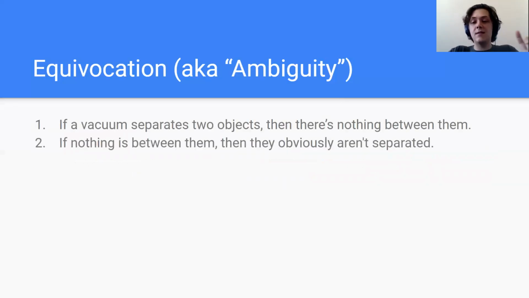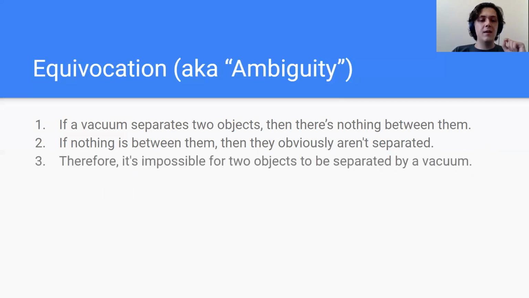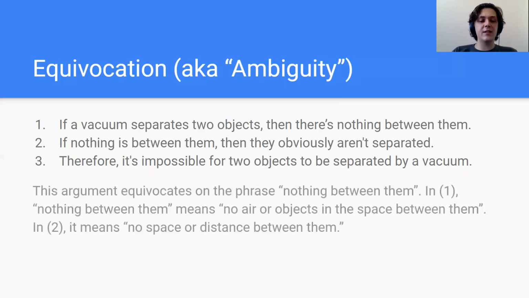Right. And so this might be a little clearer in premise-conclusion form. If a vacuum separates two objects, then there's nothing between them. If nothing is between them, then they obviously aren't separated. Therefore, two objects cannot be separated by a vacuum. It's impossible for two objects to be separated by a vacuum. And this is an example of equivocation. It's an equivocation on the phrase nothing between them. In premise 1, nothing between them means no air or objects or water or substance in the space between them. And in premise 2, it means no space or distance between them.